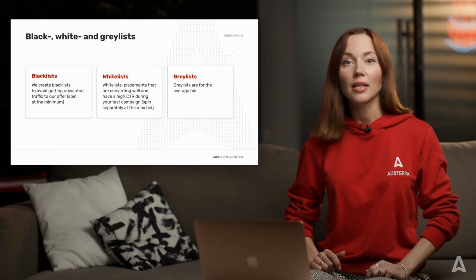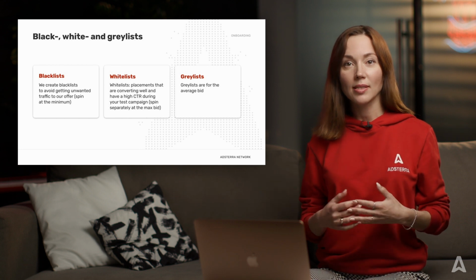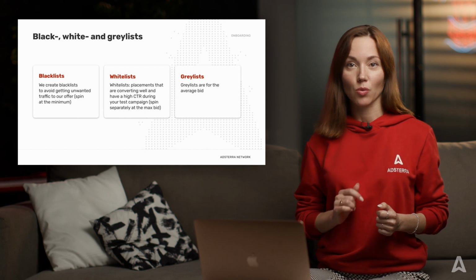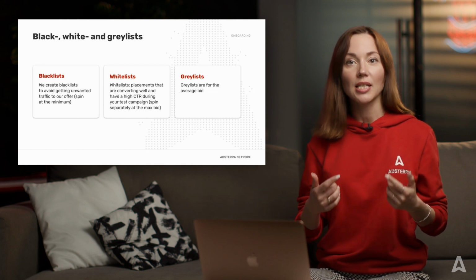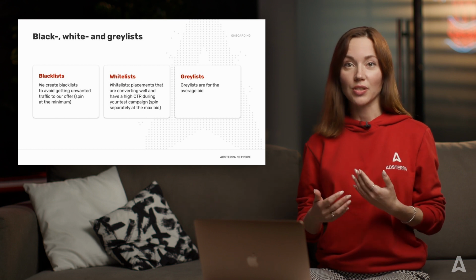The next thing is blacklists, whitelists, and graylists. When some source doesn't work for you, simply blacklist that source. But don't forget to retest your blacklist from time to time, because traffic changes and so do trends. It's a good practice to retest your blacklist with a minimum CPM once a month.